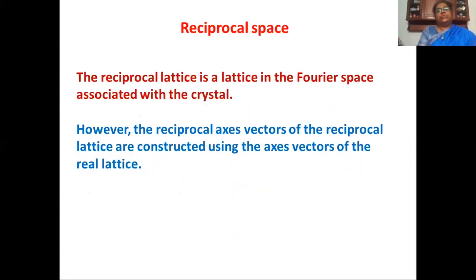Now we are going to the reciprocal space. As I said already, all crystals have got two spaces, real space and the reciprocal space. What is more meaningful is the reciprocal space. I want to take all of you to the reciprocal space. The reciprocal lattice is the lattice in the Fourier space associated with the crystal. How are the reciprocal axis vectors of the reciprocal lattice constructed using the axis vectors of the real lattice? If a unit cell is given in the real lattice, there is a procedure by which you will be able to visualize the reciprocal space of the same crystal structure.